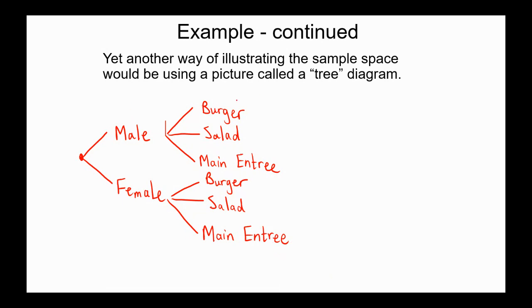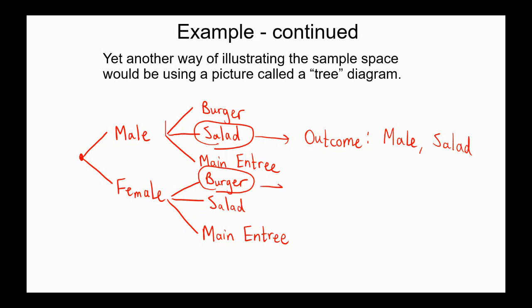Okay, now let's say we had this outcome. What would that outcome mean? That's right. So this outcome is a male that chose a salad. You follow the tree. Start at the beginning and you follow the tree. This is the outcome male salad. What about this outcome? What happened here? A female chose a burger. That's right. So we read down the trees, down the branches.